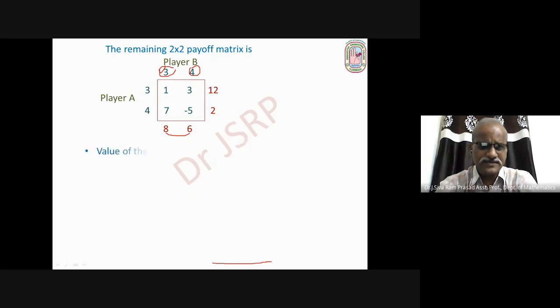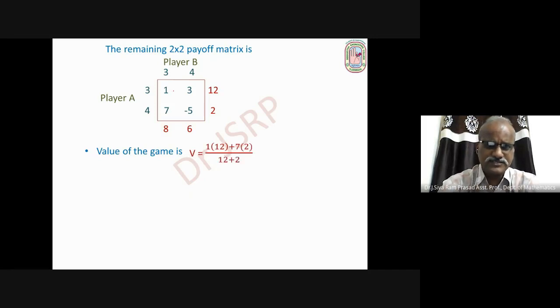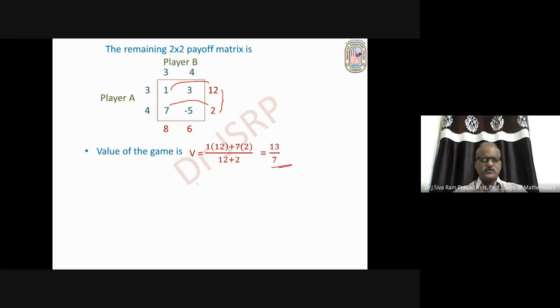Next, value of the game. You can calculate the value of the game with respect to first column or first row, whatever. Okay. So with respect to first column, so 1 into this 12 plus 7 into 2 by sum of these two values. Okay. So simplify this, you get 13 by 7. So this is the value of the game. Okay. So this is the way to apply dominance principle to solve a game.